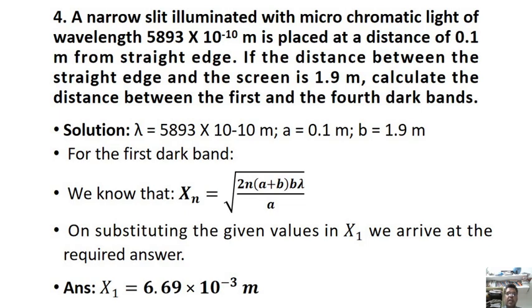N means 1 here, for the first. Substituting the given values: a is 0.1, b is 1.9, lambda is 5893 into 10 to the power of minus 10, divided by 0.1, with the square root. Substituting all these values, we get x1, the first dark band, as 6.69 into 10 to the power of minus 3 meter.